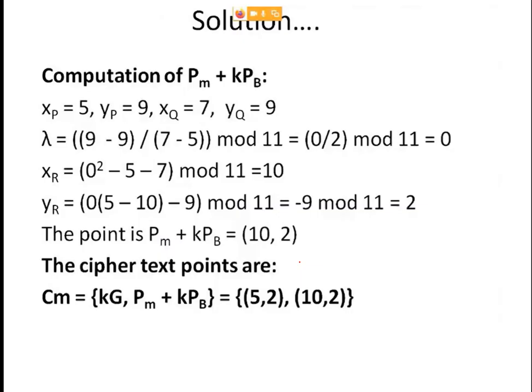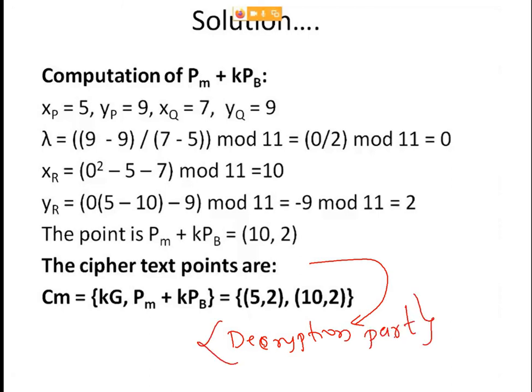Next, this is for the ciphertext. Then we have to go for the decryption part. The encryption part is over, so let us go for the decryption part. In the decryption part, what do we need to do? We have two steps here.